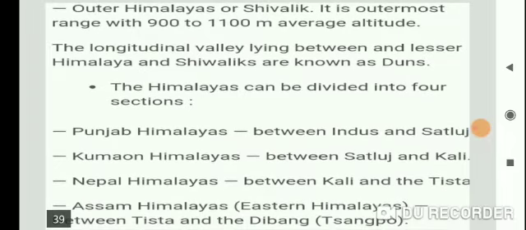Now see in this section, the Himalayas can be divided into four sections. The first section is the Punjab Himalayas, the second is the Kumaun Himalayas, and the third is the Nepal and Assam Himalayas. First, the Punjab Himalayas lie between the Indus and Satluj, the Kumaun Himalayas between the Satluj and Kali, and the Nepal Himalayas between the Kali and the Tista. The Assam Himalayas, the eastern Himalayas, lie between the Tista and Dibang, the Tsangpo.